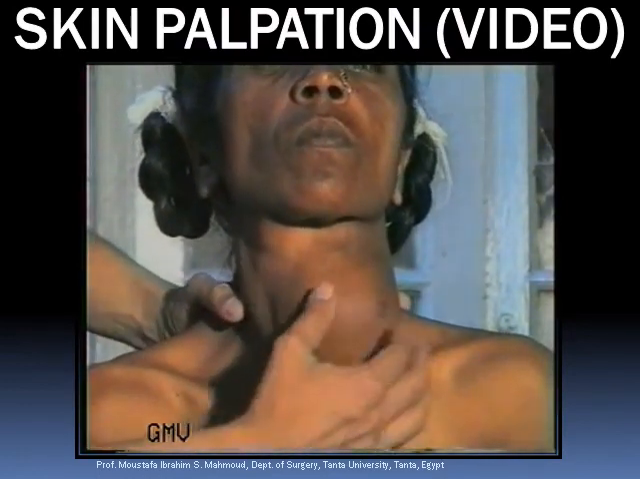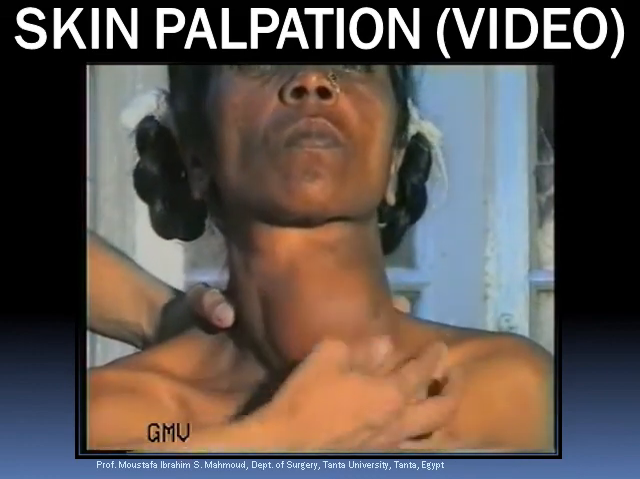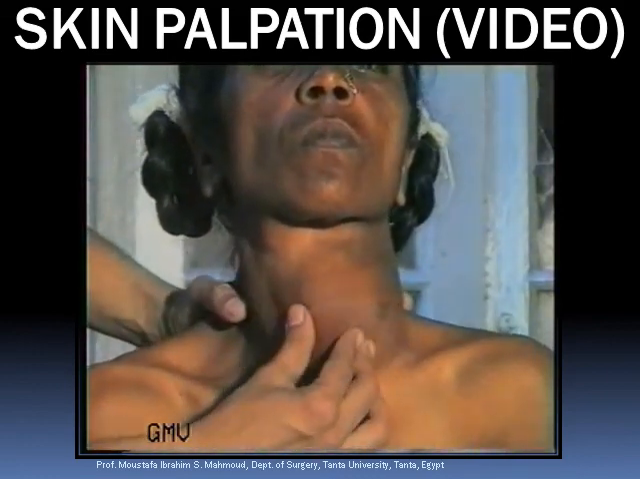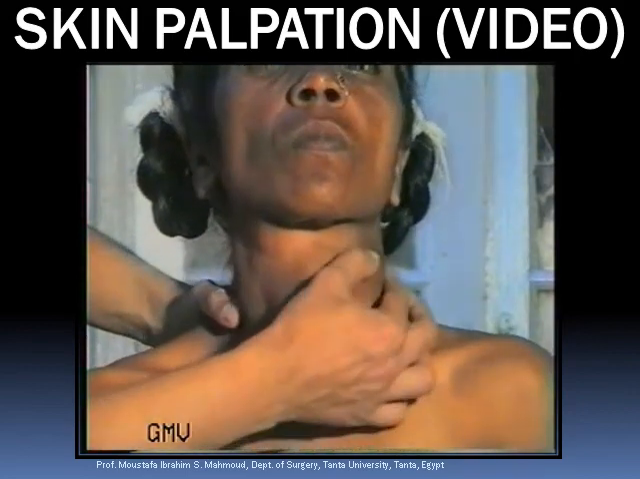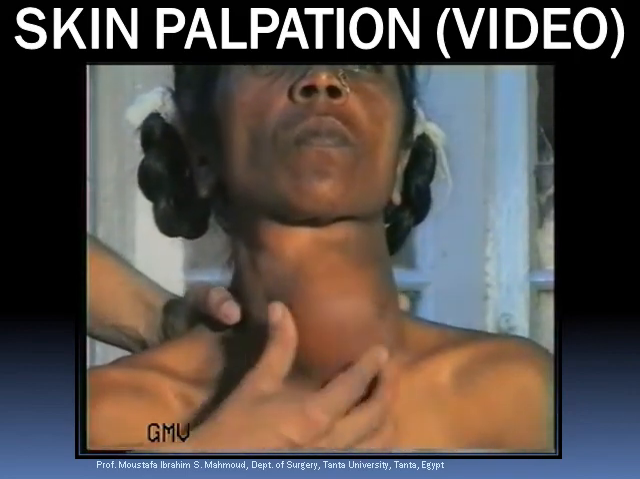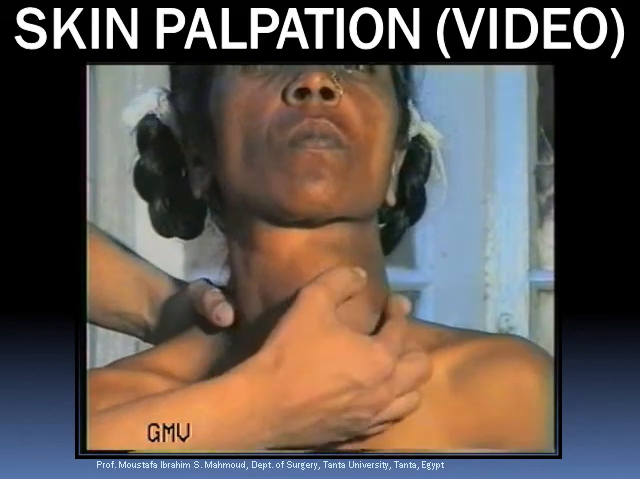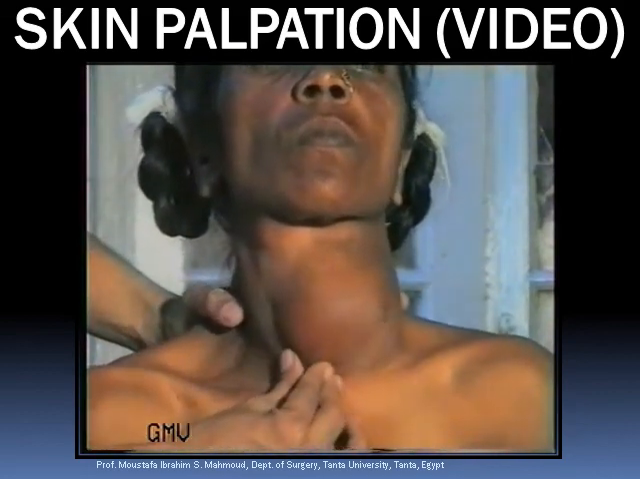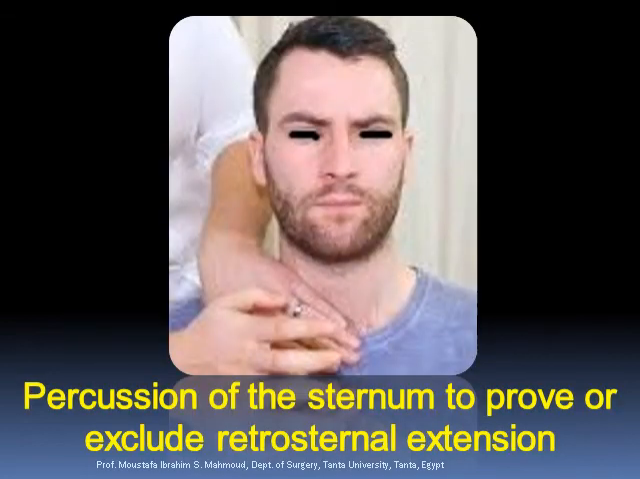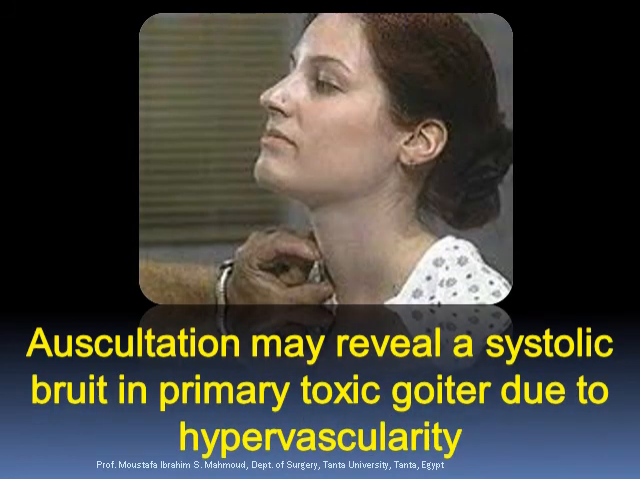Skin palpation. The skin cannot be pinched or glided over the swelling. This means that there is infiltration of skin anchored to the swelling. Percussion of the sternum to prove or exclude retrosternal extension. Auscultation may reveal a systolic bruit in primary toxic goiter due to hypervascularity.